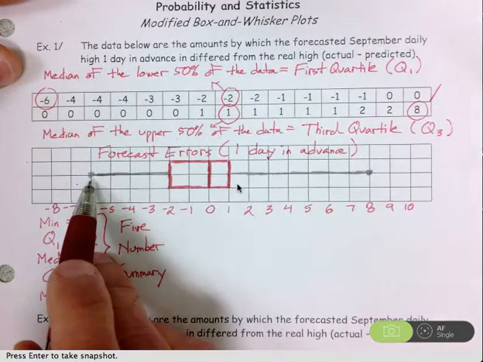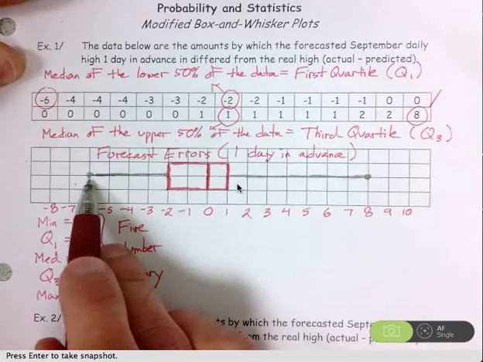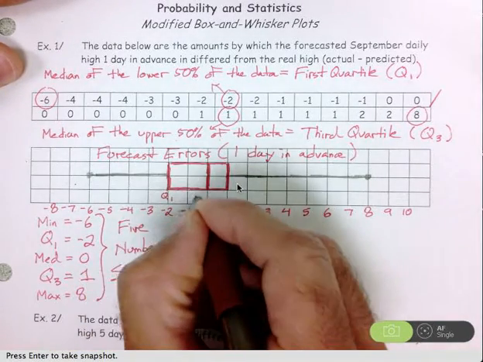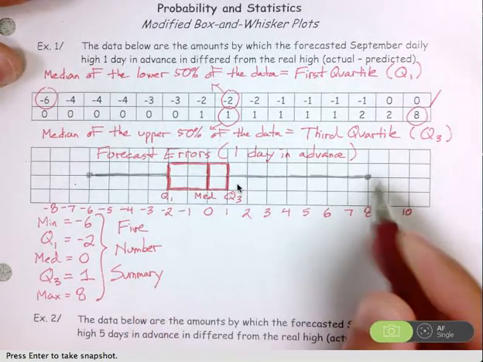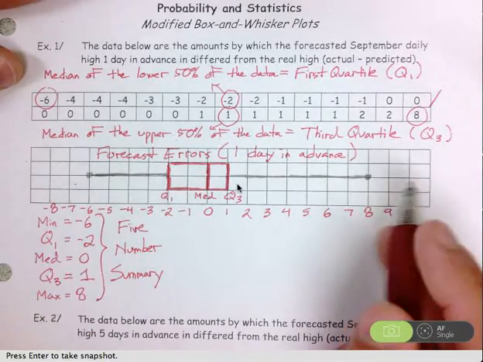So here is the 5-number summary, but in graphical form. Here is the minimum, here is Q1, here is the median, here is Q3, and then the maximum is over here at 8. Something important to calculate from the 5-number summary, or by looking at the box and whisker plot, is what's called the IQR.